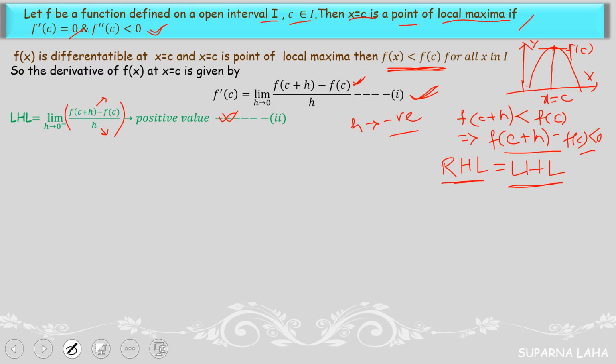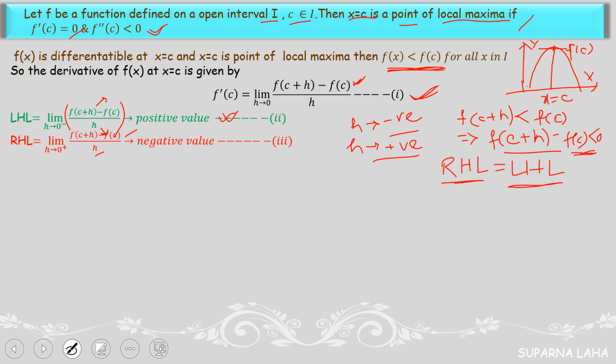Now for the right hand limit, h tends to 0 plus, f of c plus h minus f of c. Now f of c plus h minus f of c is negative, and here we are taking h just after 0, that means h is positive in this case.